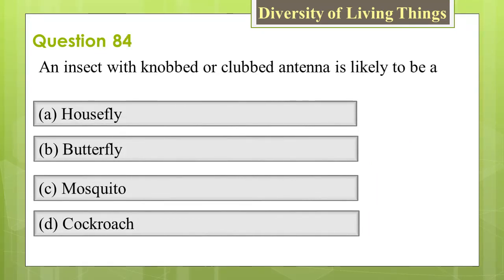Question 84. An insect with knobbed or clubbed antennae is likely to be A. Housefly. B.